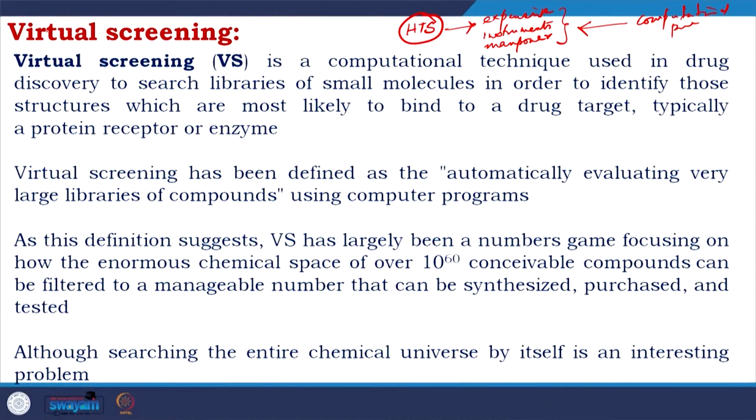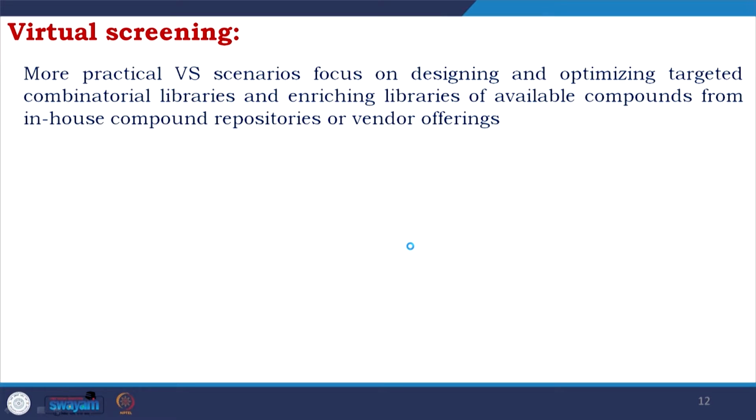Although searching the entire chemical universe is by itself an interesting problem. So, even achieving this computationally is a very interesting phenomenon. More practical virtual screening scenarios focus on designing and optimizing targeted combinatorial libraries and enriching libraries of available compounds from in-house compound repositories or vendor offerings. So, what does it talk about? You know a structure, you know the proteins, you know their charges.